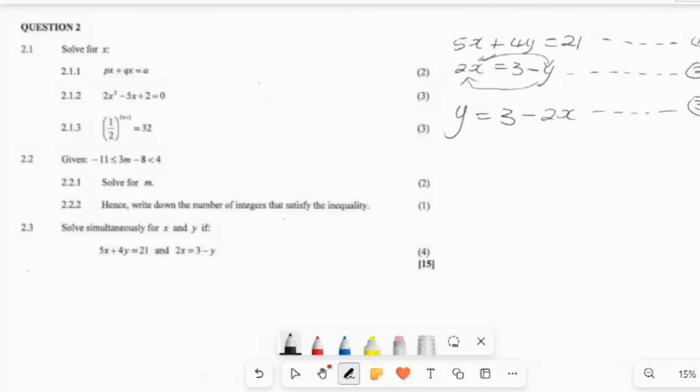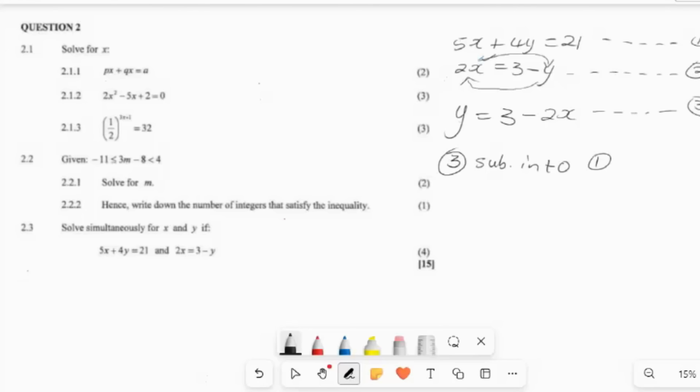Now that we have made y the subject of the formula and got our equation 3, let us take equation 3 and substitute into equation 1. You may be asking yourself, why are we substituting into equation 1 and not equation 2? The reason is because we found our equation 3 from equation 2, so we cannot go back and substitute into it. We need to substitute into equation 1 because we have not utilized equation 1.